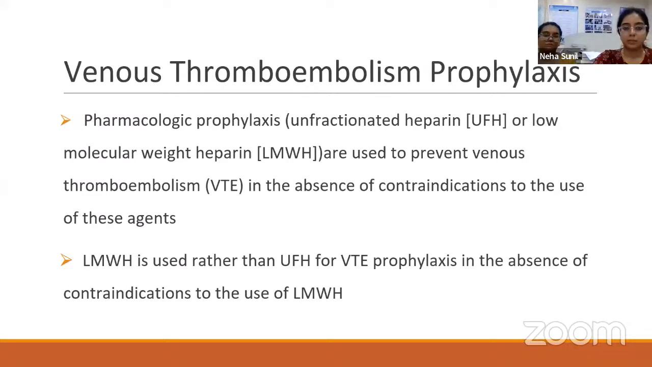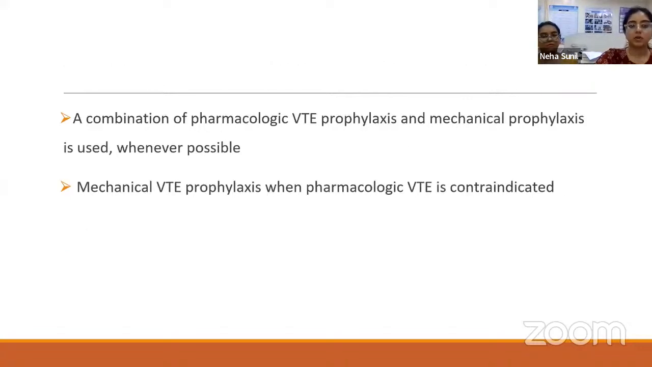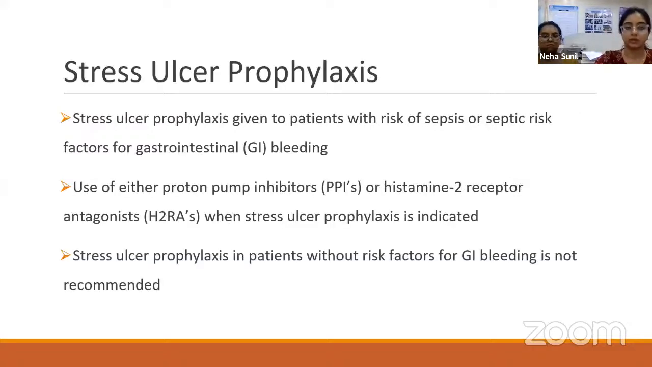Venous thromboembolism prophylaxis. Pharmacologic prophylaxis with unfractionated heparin or low molecular weight heparin is used. Low molecular weight heparin is used rather than unfractionated heparin for venous thromboembolism prophylaxis in the absence of contraindications for the same. So a combination of pharmacologic and mechanical prophylaxis is preferred. Mechanical prophylaxis is preferred when pharmacologic prophylaxis is contraindicated.